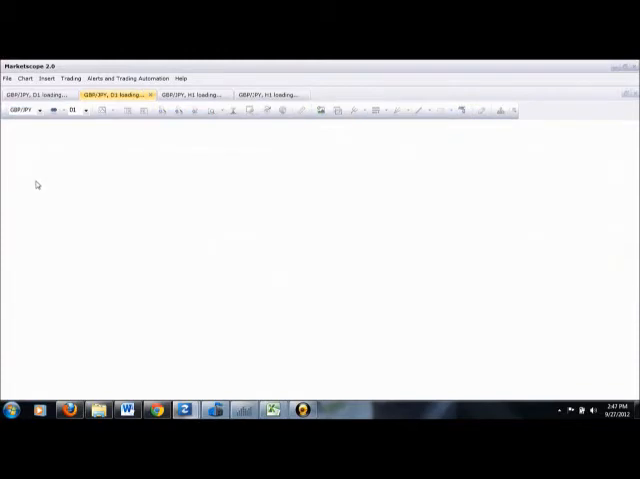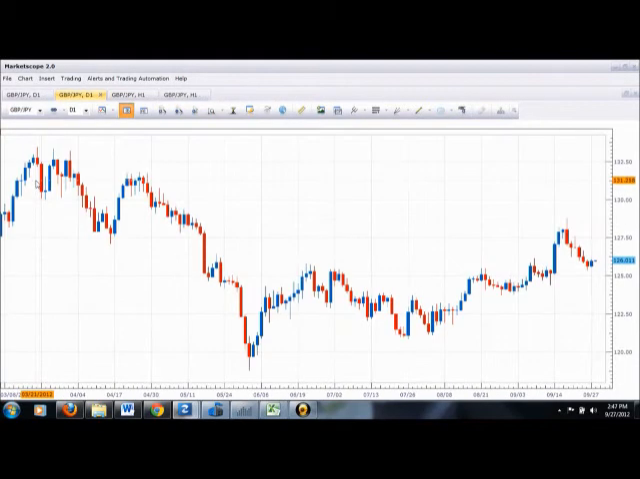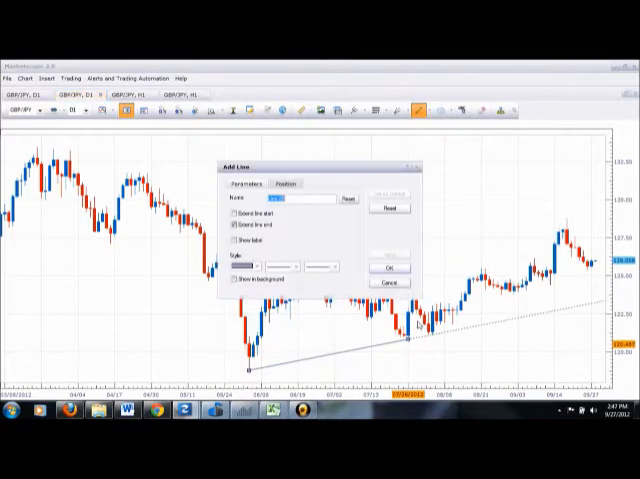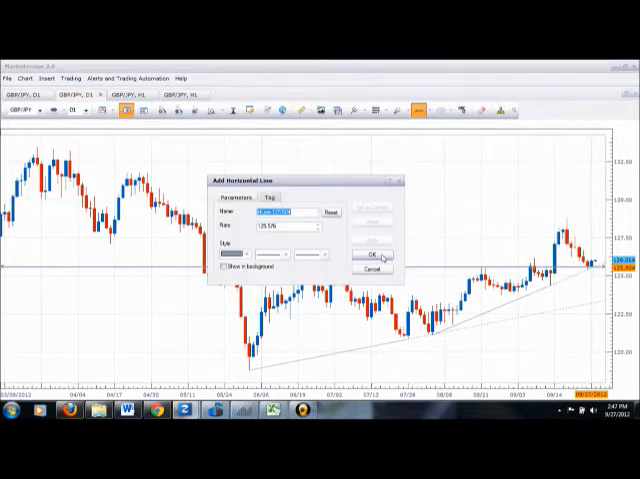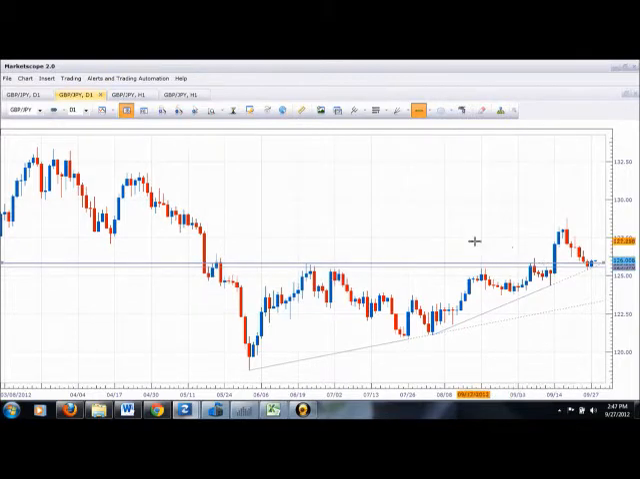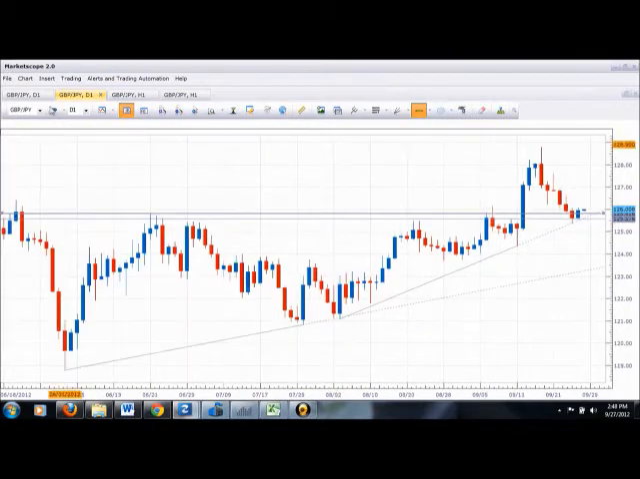Okay, pound yen. Likewise with the pound yen, awesome. One primary, secondary, higher highs, higher lows, correction. We're currently going to have a continuation at the moment, back to the level of demand. Perfect. Okay.